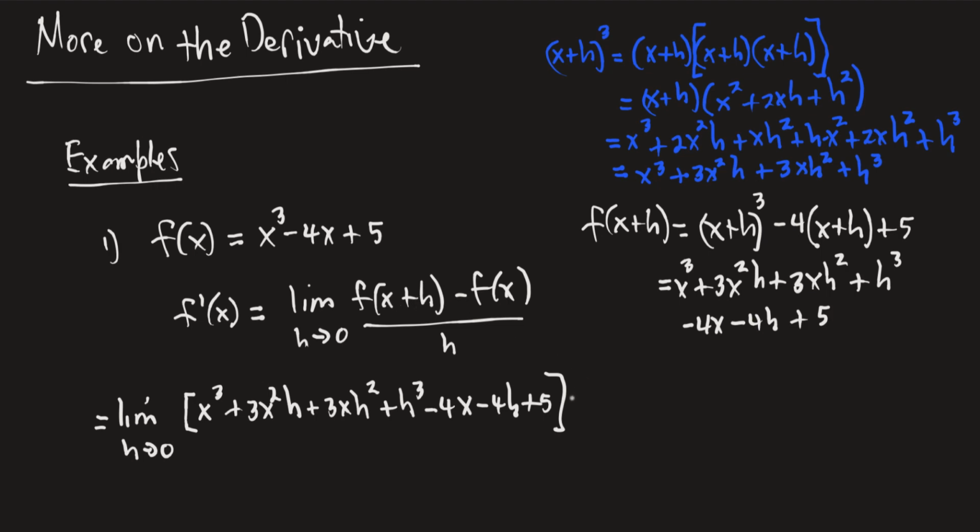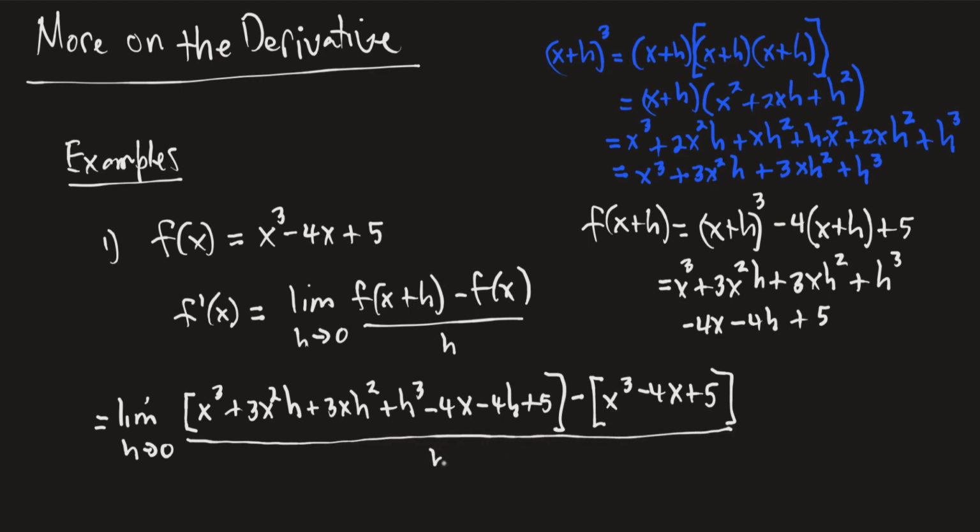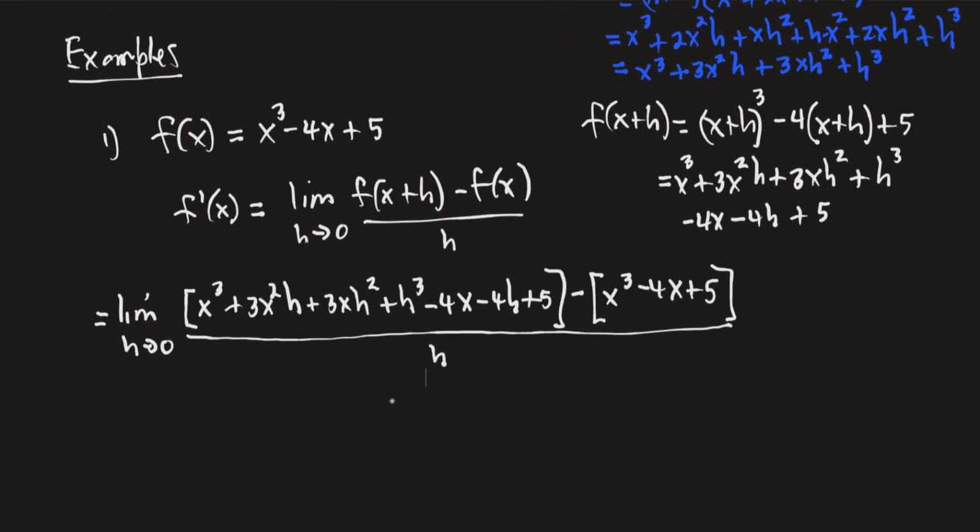Now we get to subtract the original function. So we have x cubed minus 4x plus 5. All right, so now that's the top, and now this is all over h. Right? Almost feel like we should take a little breather, do some yoga. But let's keep going. All right, so what do we have? Now let's look to see what terms will cancel out.